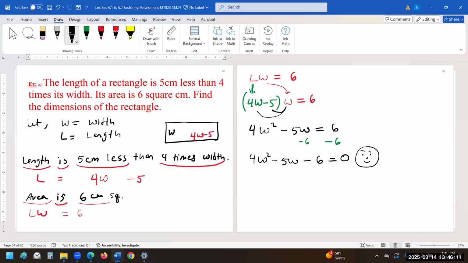Which method do we use? AC. What about 3 and 2? How is it going to work? 3 plus 2 is 5, and 3 times 4 is... It will work. 3 times 2 is... Oh, but you're not looking for 6. You're looking for 24, because your A is not 1 anymore. Your A is 4.